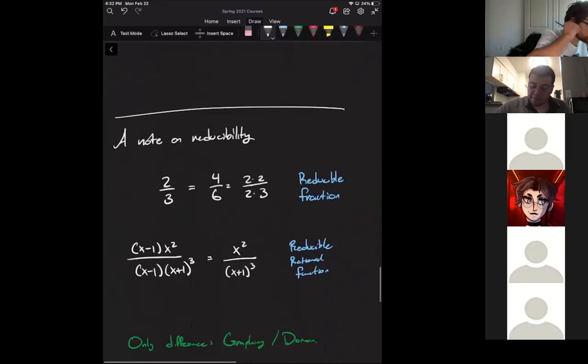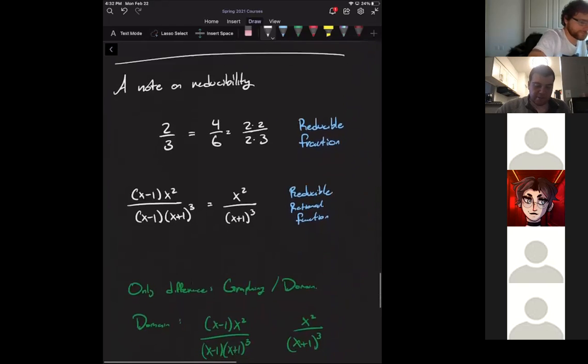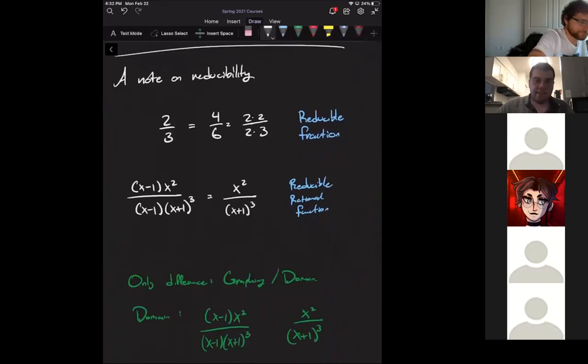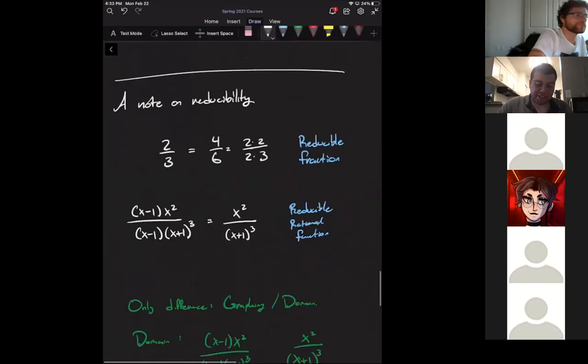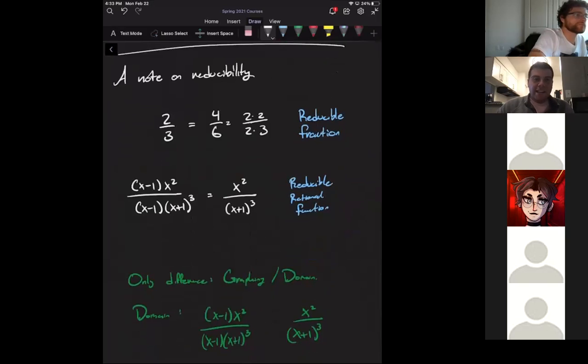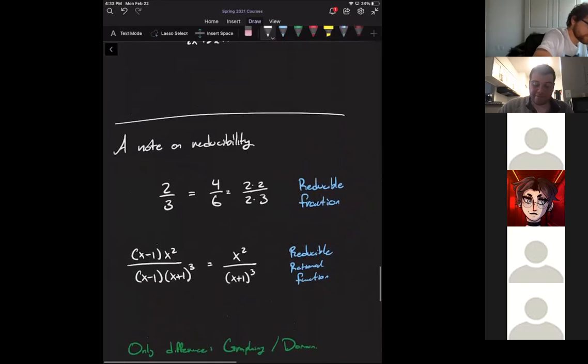Okay. So now we just need to talk about one last thing. I think this is the last. Yeah, so this is the last section in the notes for today. And it's called reducibility. So with regular fractions, we have reducible fractions and irreducible fractions.